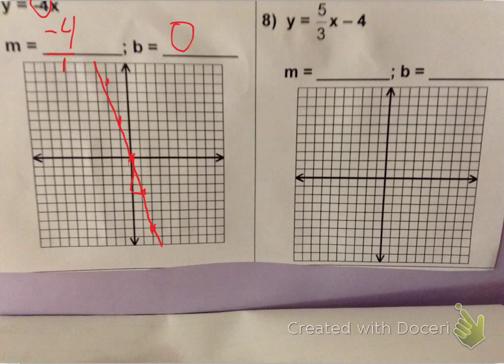So on this graph, your x-intercept and your y-intercept are the same point because it's at 0, 0. So that means that's your x-intercept and your y-intercept.